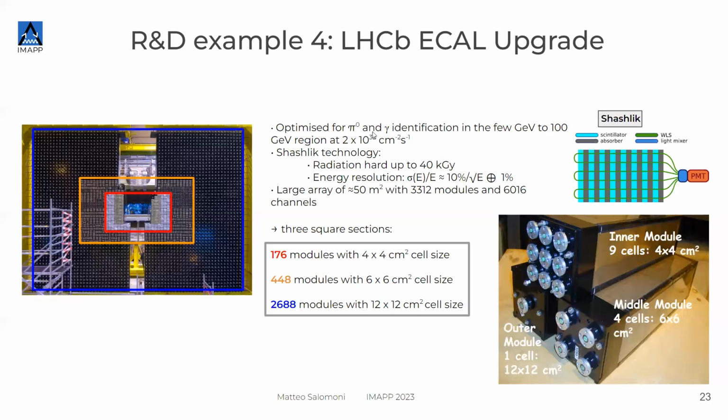It's optimized for pi 0 and gamma identification from a few GeV to 100 GeV with a certain luminosity. The current configuration uses Shashlik technology, which has some scintillating fibers running through a stack of scintillators and absorber. We need the absorber because we have to make this module dense.